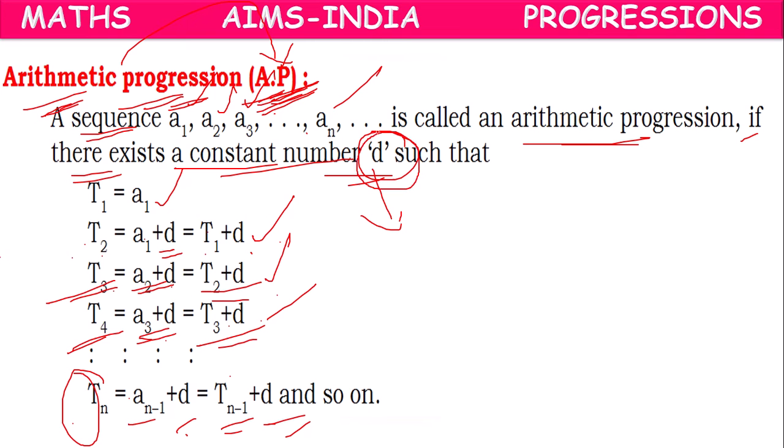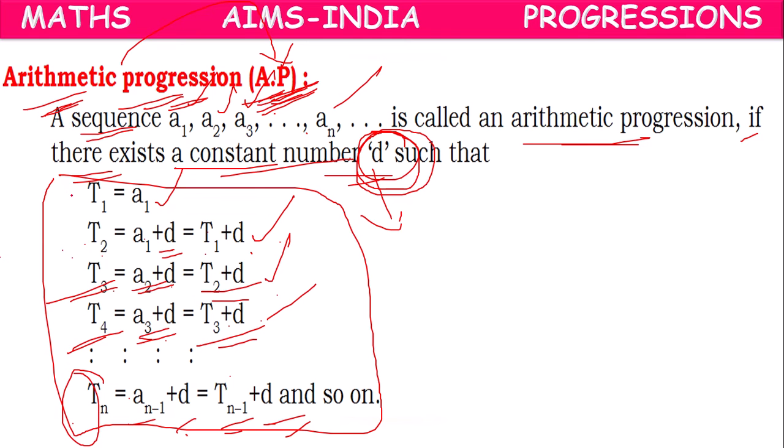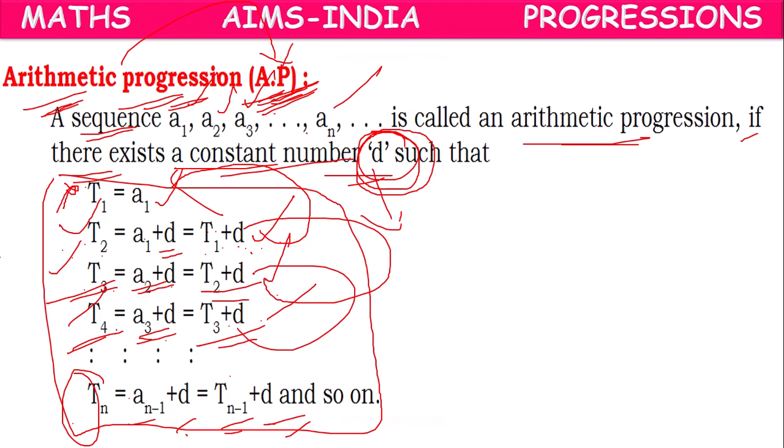Suppose there is a constant number D such that every term in the sequence except the first term is formed by adding that constant number to its previous term. Its previous term is T1; by adding D to it, T1 plus D, we get the second term, and the third term is T2 plus D, the fourth term is T3 plus D. Like that, every term in the sequence except the first is formed by adding the constant number D. Then that sequence is known as an arithmetic progression, or in short we can call it AP.